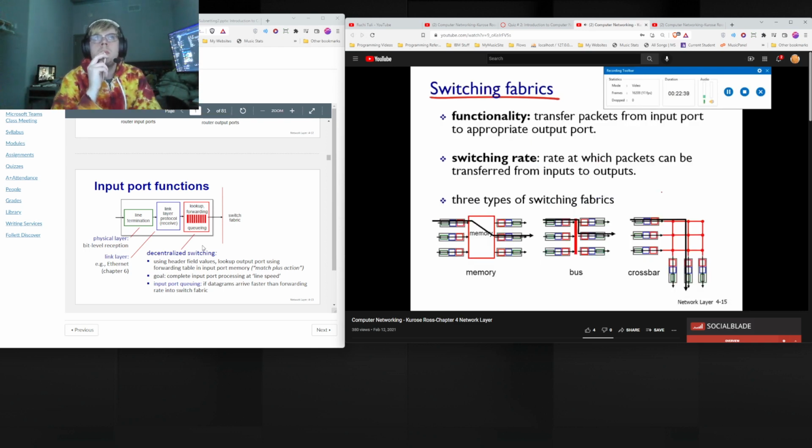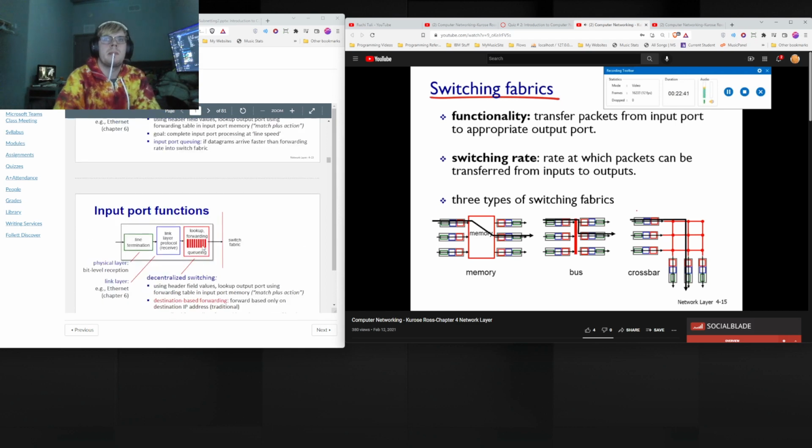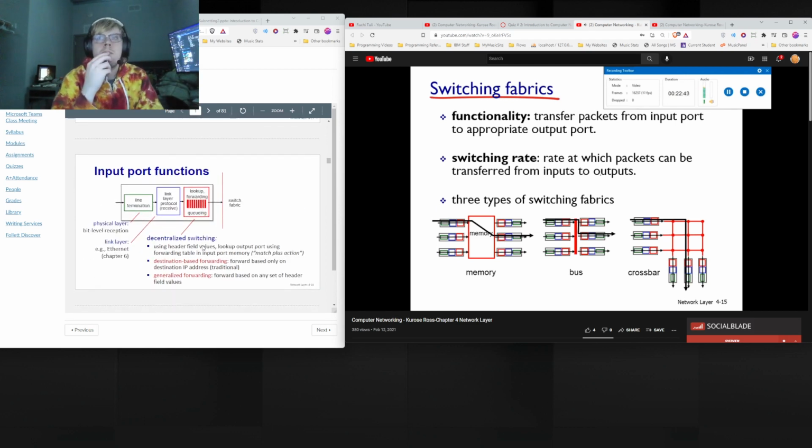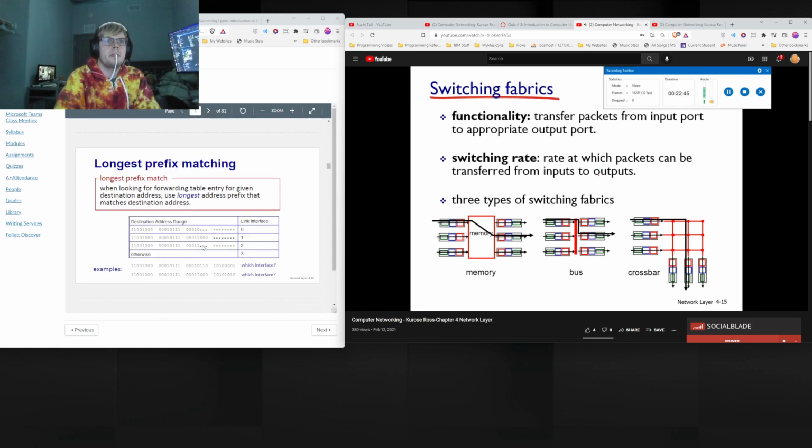Okay. Now let's talk about switching fabric. Now what is a switching fabric?